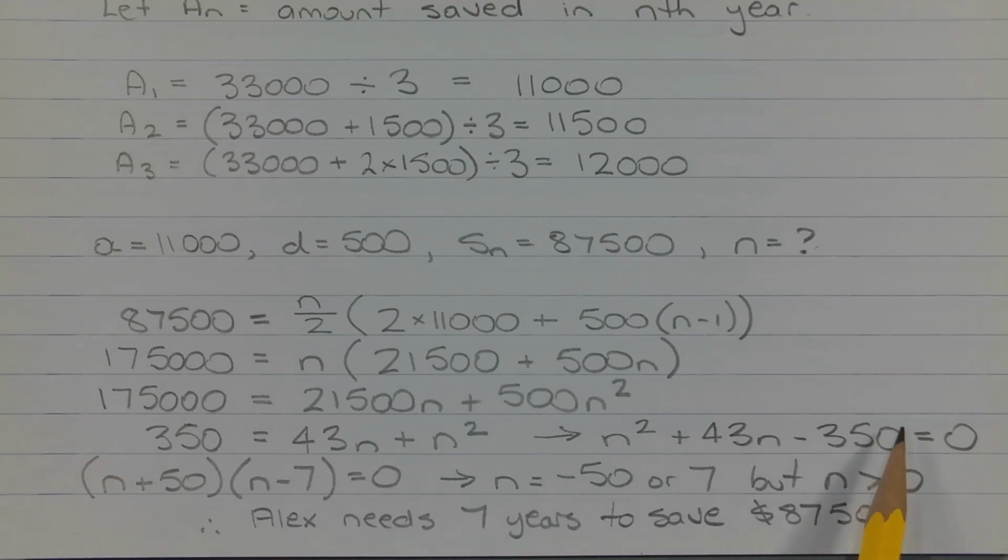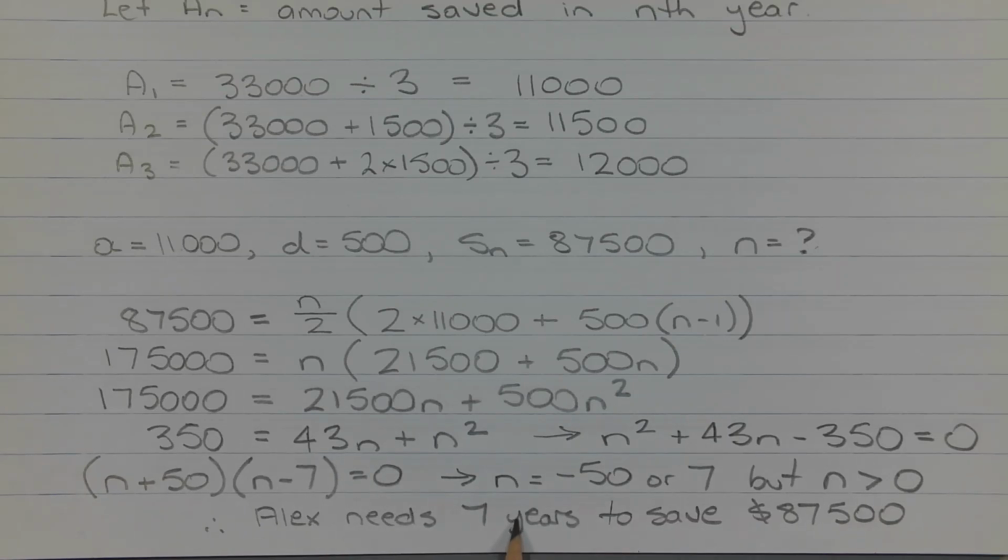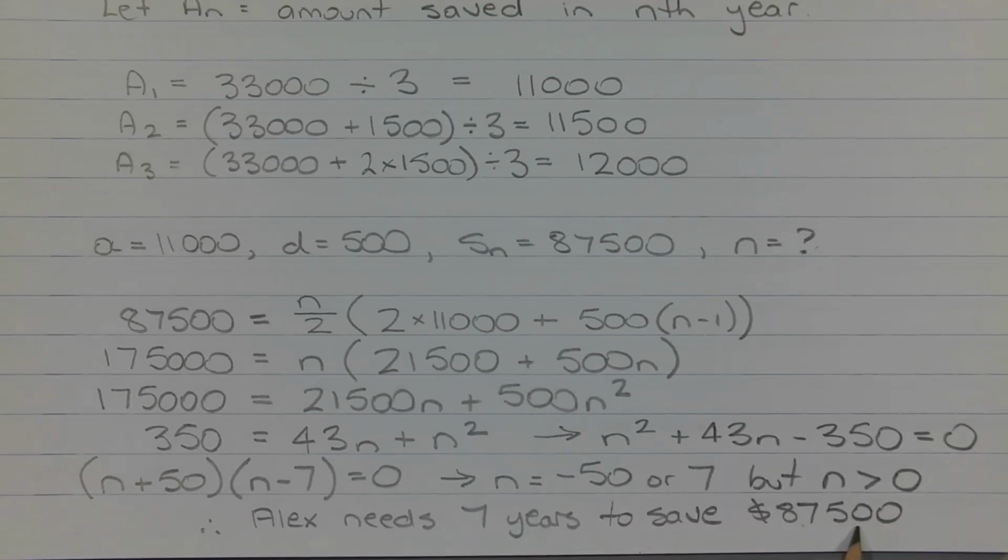Now we can factorize the left-hand side. We get (n plus 50) times (n minus 7) is equal to 0. So n is equal to negative 50 or 7, but n represents years and it has to be positive, so n has to be greater than 0. Therefore, Alex needs 7 years to save $87,500.